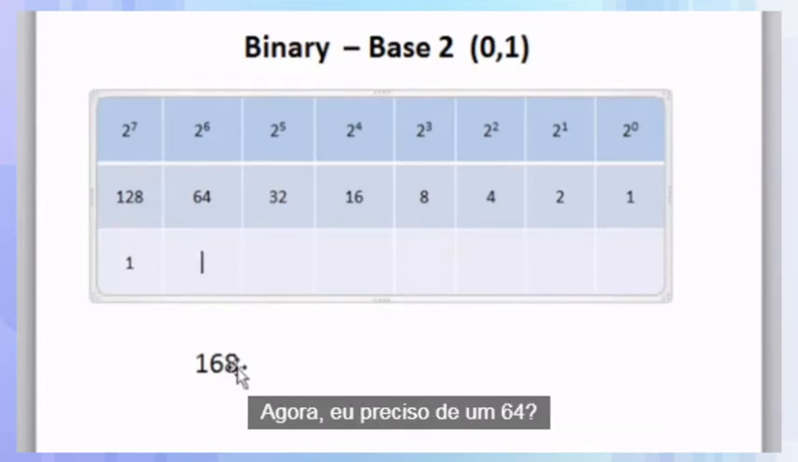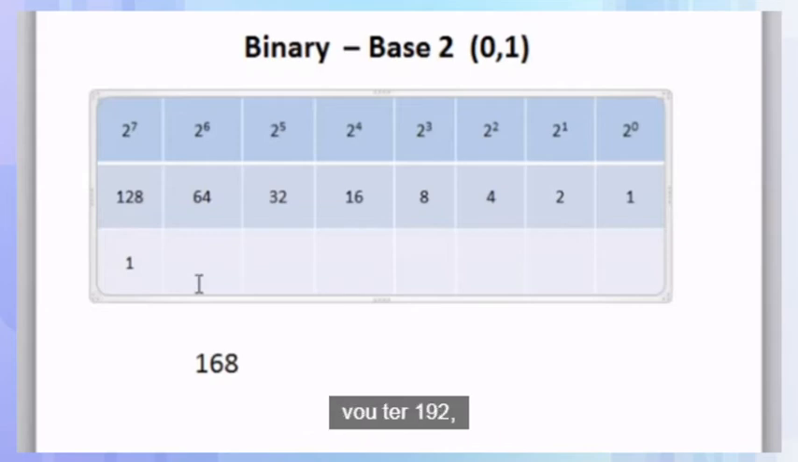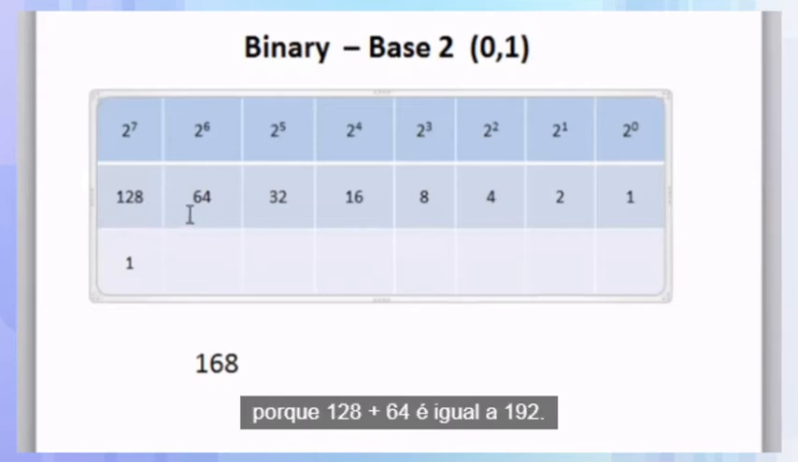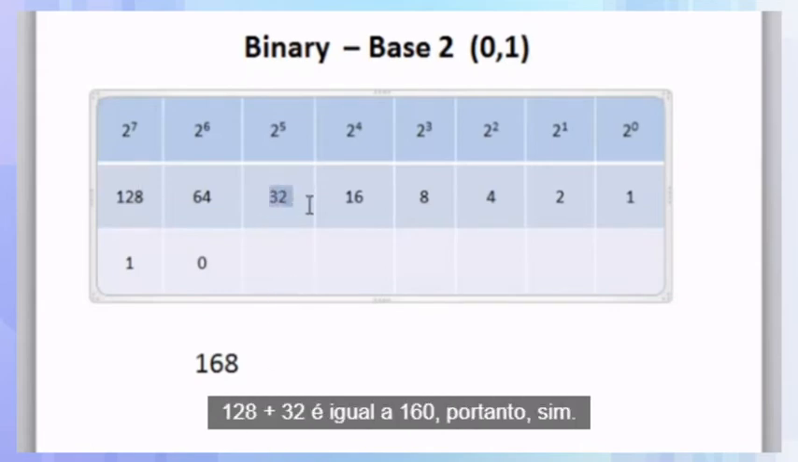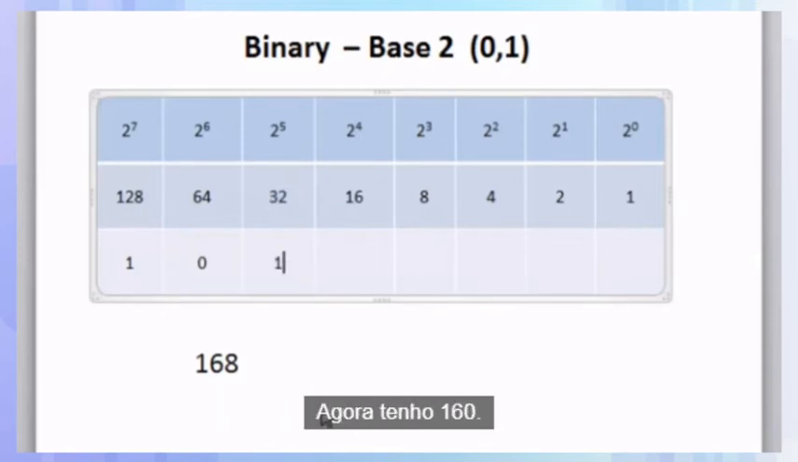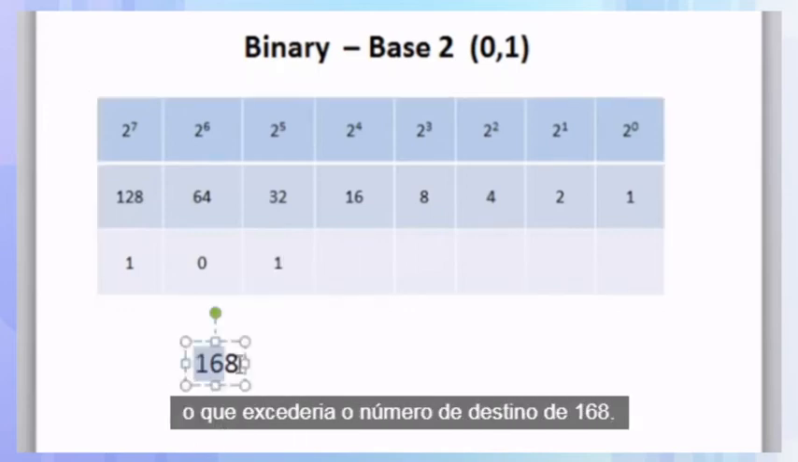Now, do I need a 64? I already have a 128. If I add 64, I would get 192 because 128 plus 64 is 192. So the answer is no, so I put a 0. I still have 128 now. Now, do I need a 32? 128 plus 32 is 160, so yes, I could use a 1 here. Now I have 160. Do I need a 16? No, that would make 176, which would go over my target number of 168. I'll put a 0 here.